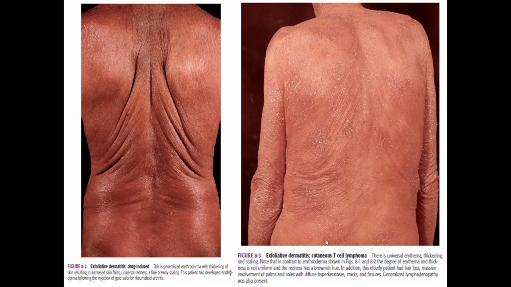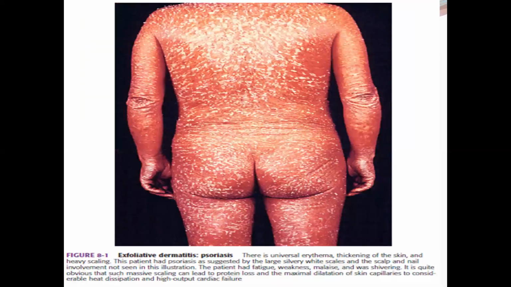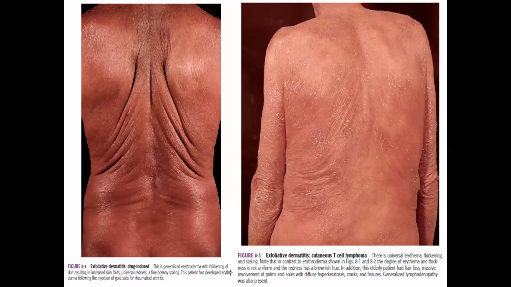Then figure 8 showing exfoliative dermatitis in cutaneous T-cell lymphoma. There's universal erythema, thickening and scaling. And you can note that in contrast to the erythroderma shown in figures 8.1 and 8.2, the degree of erythema and thickness is not uniform. And the redness has a brownish hue, like you can see in the previous image and the first image on this screen. They were very erythematous, however, this one has got a brownish hue to it. In addition, this elderly patient had hair loss, massive involvement of palms and soles with diffuse hyperkeratosis, cracks, and fissures. Generalized lymphadenopathy was also present.